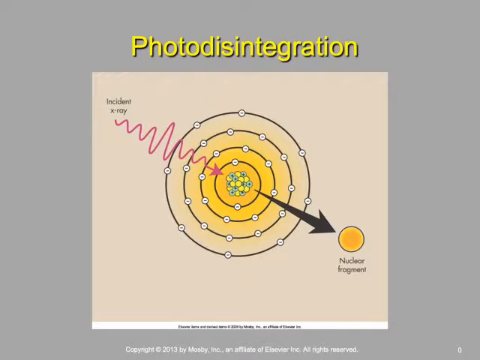Photodisintegration. This is anything over 10 mega electron volts. That photon could bombard the nucleus and actually knock a nuclear fragment out of the nucleus. I have no clue what a nuclear fragment is, but it doesn't sound good. Again, the big thing here is it doesn't happen within the diagnostic range of energies. It could potentially happen in radiation therapy or nuclear medicine.